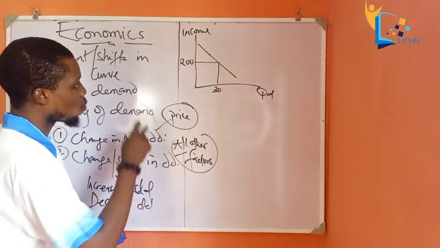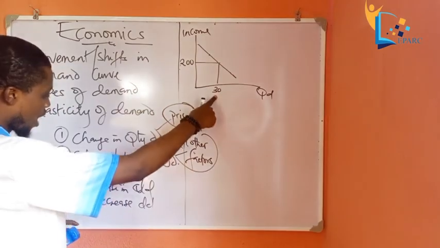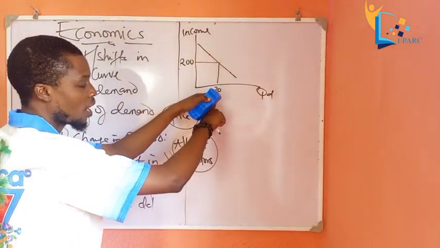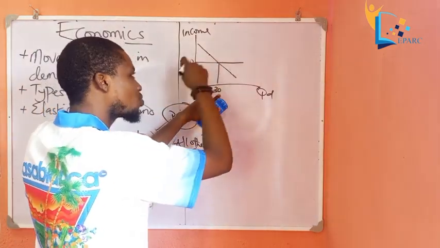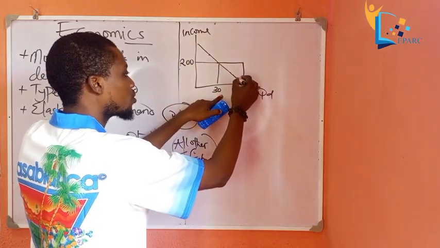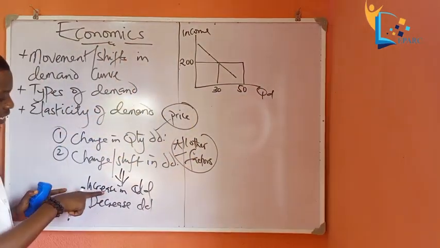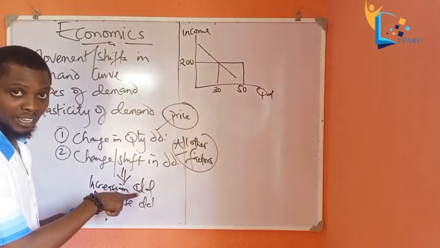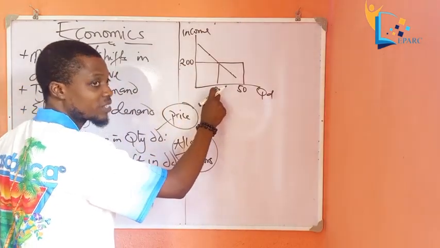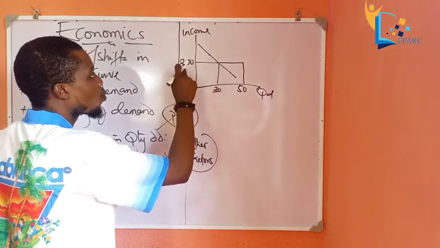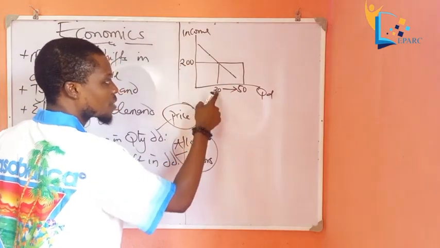Okay? Now, when the price is 200, we used to demand 30 units. Now, when the price also is still 200, we demanded what? 50 units. We are explaining increase in demand now. When the price was 200, we requested or demanded 30 units of goods. Still on that 200, our demand increased from 30 to 50.